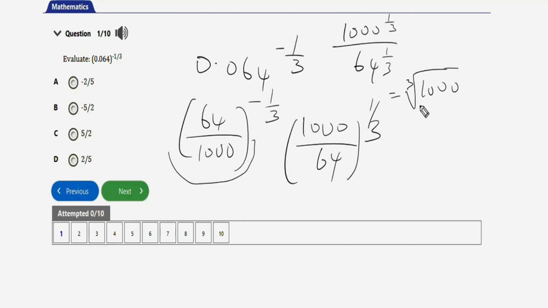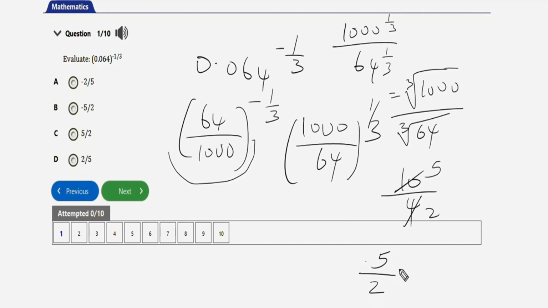Mathematically, this is the same thing as cube root of 1000 over cube root of 64. So cube root of 1000 basically will give you 10, alright, over cube root of 64 will give you 4. Okay, so when you break it down, 2 into this 2, 2 into this 5. So your answer will be 5/2. Right option is what? Option C.